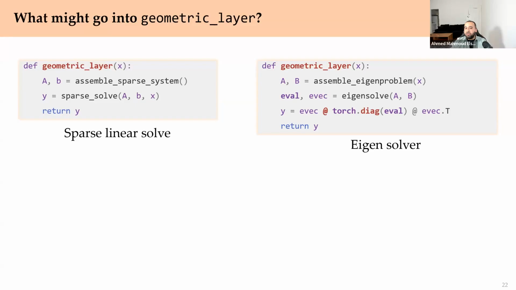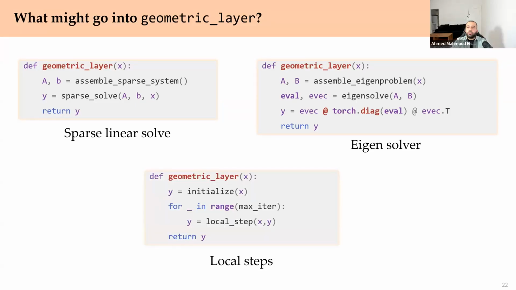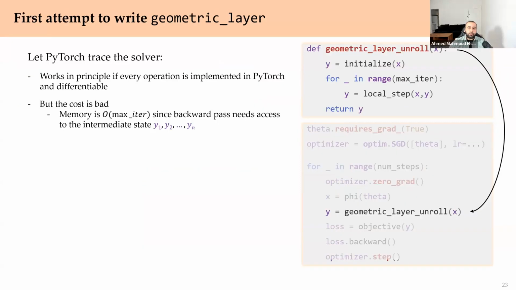It could be something more complicated, like an eigensolver. It could be some local-global scheme. The point is that any such geometric layer will involve some complicated, non-differentiable operation, or non-differentiable in the sense that if you hand it over to PyTorch, it cannot compute the gradient in an efficient way. So to make things concrete, we're gonna focus on the case of a local step in fixed point or iterative solvers.